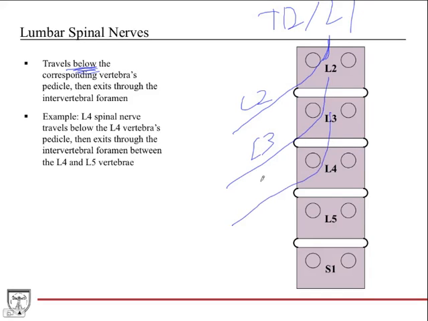L4 comes out like that. L5 like this. And then S1 like that, okay? And they kind of go at this oblique angle. It's almost like you're draping them down, and they go just below the pedicle corresponding to the vertebra, okay? So our example in our text here is the L4 spinal nerve. It travels below the L4 pedicle, and then it exits through the intervertebral foramen between L4 and L5.